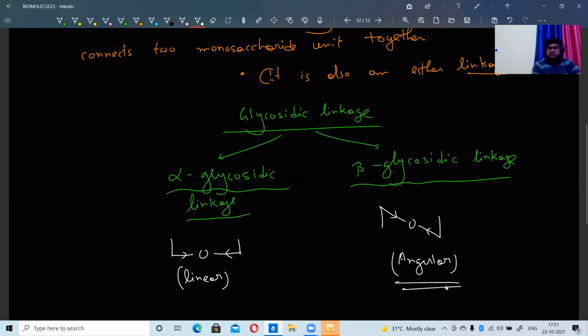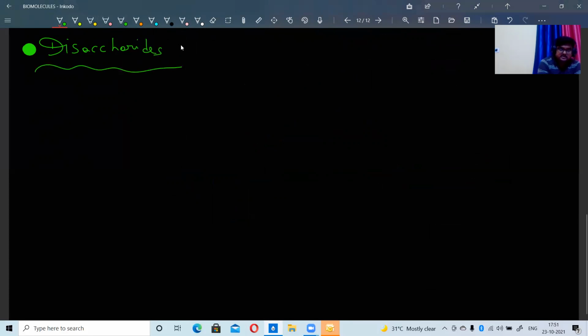Now, we are moving to the disaccharides. Today we will discuss only one disaccharide, that is the sucrose structure. After sucrose, another two are there. Then we'll go for the polysaccharides. So just write down. Monosaccharide stuff is completed. Next we are dealing with disaccharides. For disaccharides, first is sucrose.